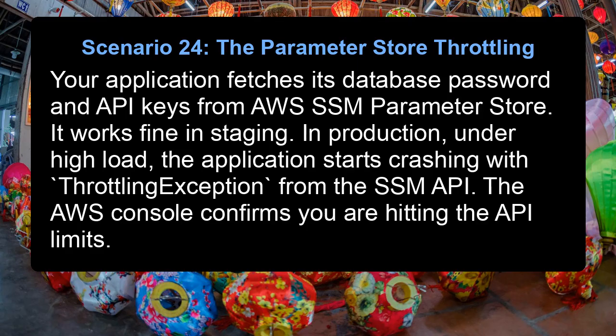Scenario 24. The Parameter Store throttling. Your application fetches its database password and API keys from AWS SSM Parameter Store. It works fine in staging. In production, under high load, the application starts crashing with a ThrottlingException from the SSM API. The AWS console confirms you are hitting the API limits.